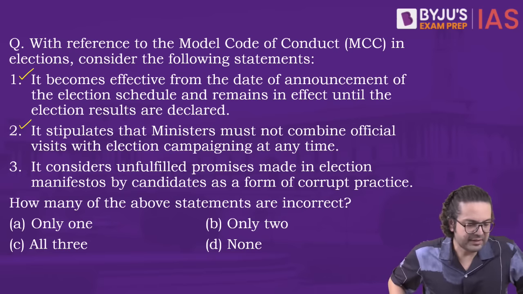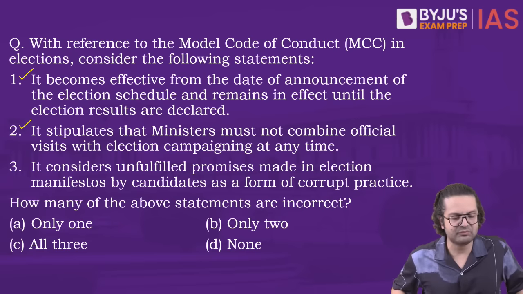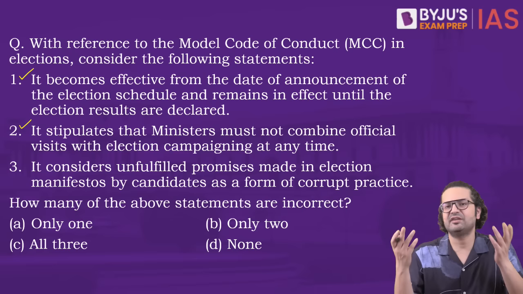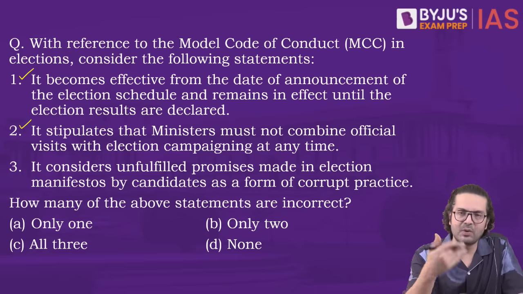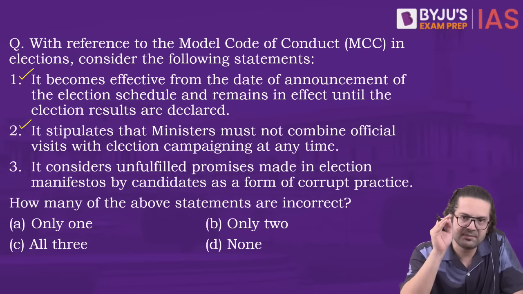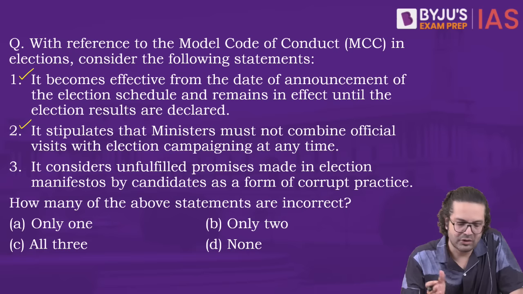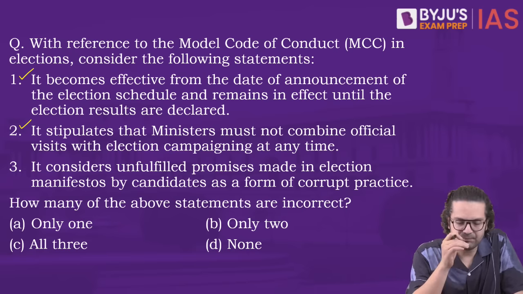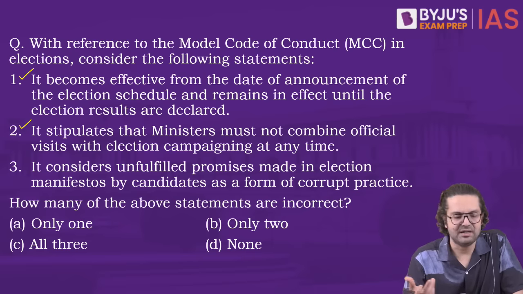And number 3, it considers unfulfilled promises made in election manifestos by candidates as a form of corrupt practice. We wish this was the case. Political parties and candidates are not required to disclose any financial implications of the promises made in their election manifestos. According to Part 8 of the guidelines on election manifestos, promises made in these elections are not deemed to be corrupt practices, sadly.